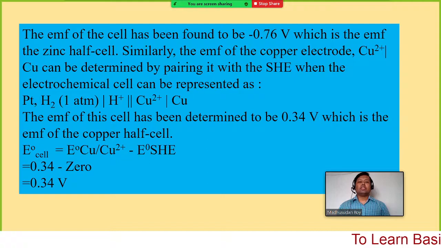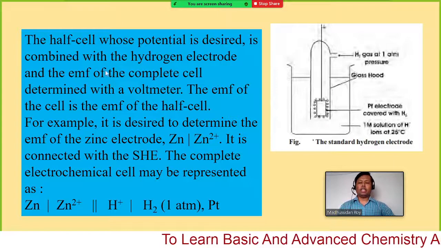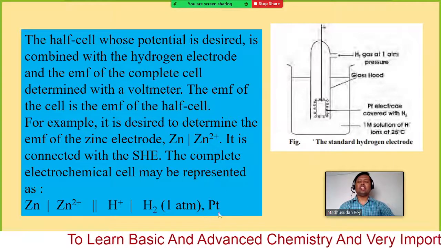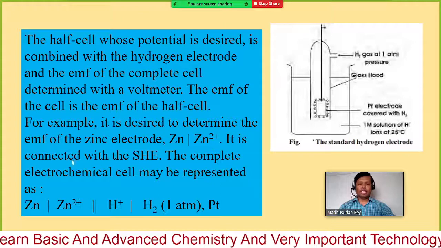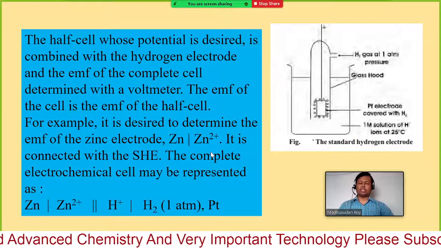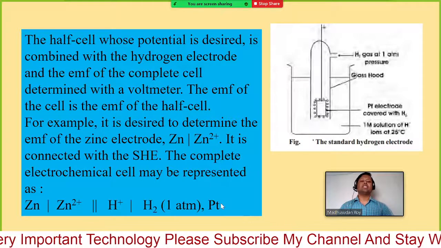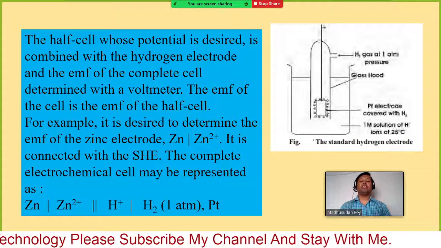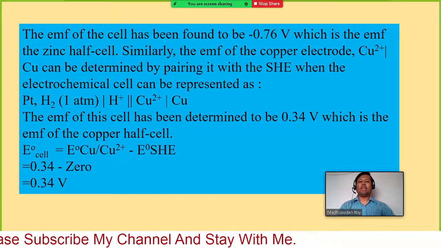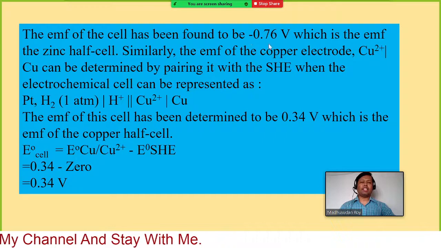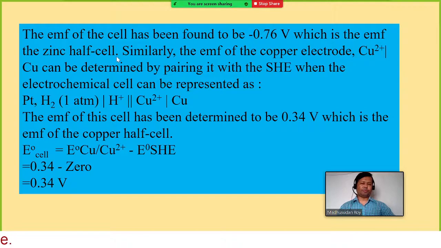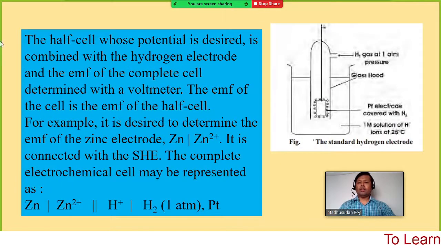So I think I have another example. The EMF of the cell has been found. If we connect these two cells, and then measure the voltage using a voltmeter, you will get around 0.76 volt, not electron volt. So the EMF of the cell has been found, 0 minus 0.76 volt, which is the EMF of the zinc half cell. So here we have used the zinc half cell and hydrogen half cell.